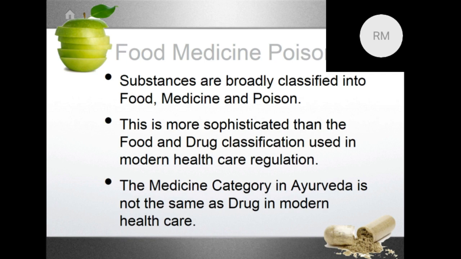So in modern medicine, there is only food and drug. Whereas in Ayurveda, there is food, medicine, and drug. So drug means use of poison as medicine. When food is used as medicine, it is still food. When poison is used as medicine, it is drug. When something is used exclusively as medicine, it's a new category, and that is medicine. This is not there in FDA.